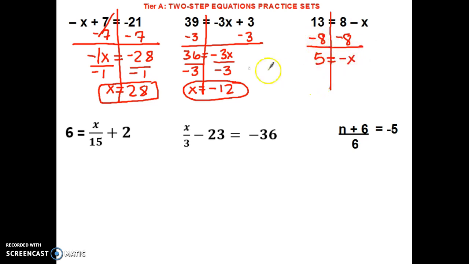Well, negative x is not x like we saw here. So we put a 1 there. And then we divide by negative 1, depending on who teaches you this. Some people have 1, some people just come over and change the signs. And so we get x is equal to a negative 5.